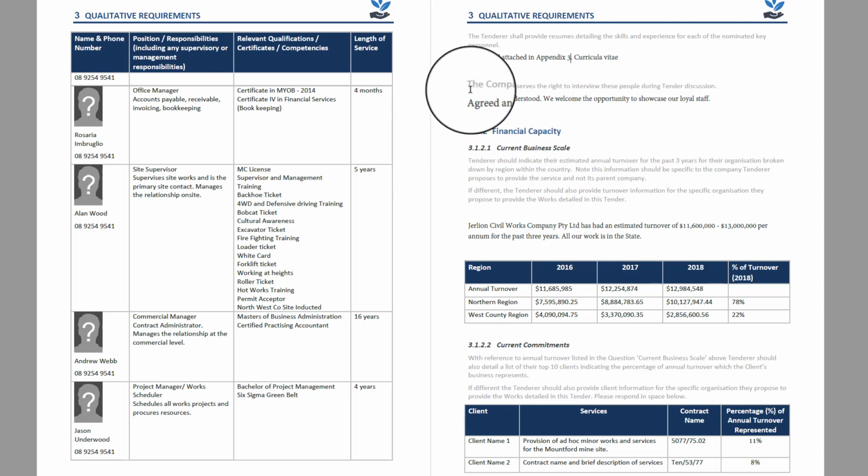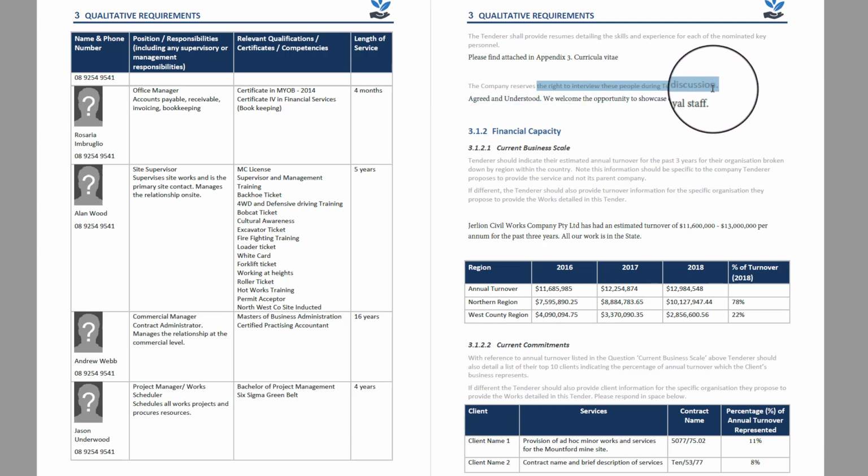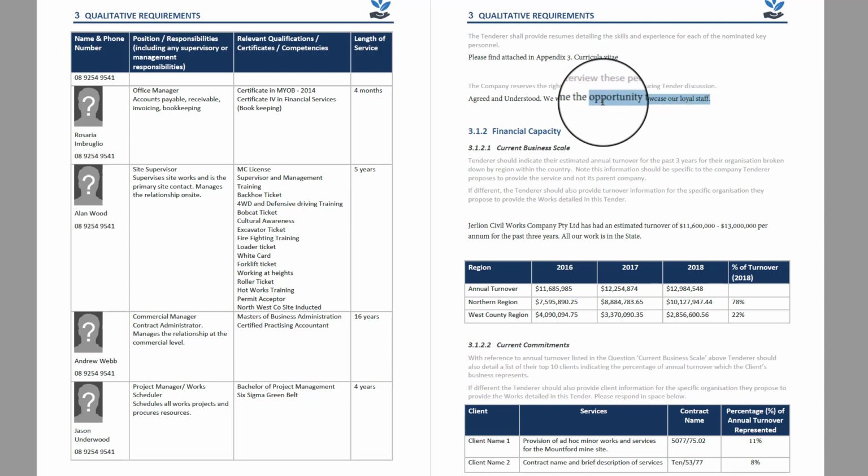The company, so respond to everything. The company reserves the right to interview these people during the tender discussion. Notice how I have made their questions a different colour. Agreed and understood. We welcome the opportunity to showcase our loyal staff. This sentence here, remember I talked about how you have to present yourselves as keen and friendly and flexible. This is a keen, friendly, flexible statement.